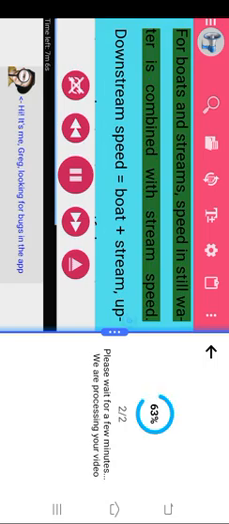For boats and streams, speed in still water is combined with stream speed. Downstream speed equals boat plus stream, upstream equals boat minus stream. If downstream speed is 12 kilometers per hour and upstream is 8 kilometers per hour, boat speed equals (12 plus 8) divided by 2 equals 10 kilometers per hour. Stream speed equals (12 minus 8) divided by 2 equals 2 kilometers per hour. These problems also use the same core identity of distance equals speed times time.